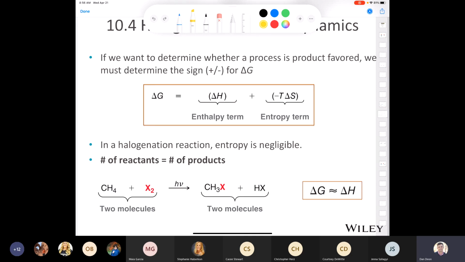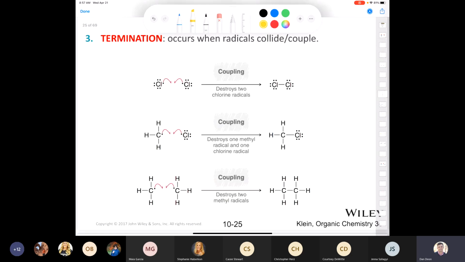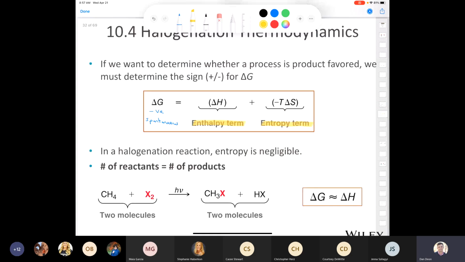If we want to determine whether a process is thermodynamically favored or not, we have to look at the sign of delta G, right? When delta G is negative, the reaction is spontaneous, right? That's general chemistry 2. You spent a lot of time talking about Gibbs free energy. And we know that Gibbs free energy depends on an enthalpy term, delta H, the change in heat at constant pressure, and the entropy term, which is negative T multiplied by delta S. We did a similar treatment of delta G back in chapter 6, didn't we? Let me find out where it was here.